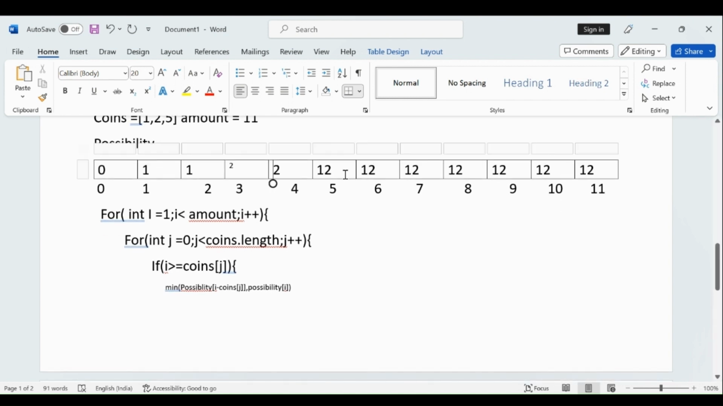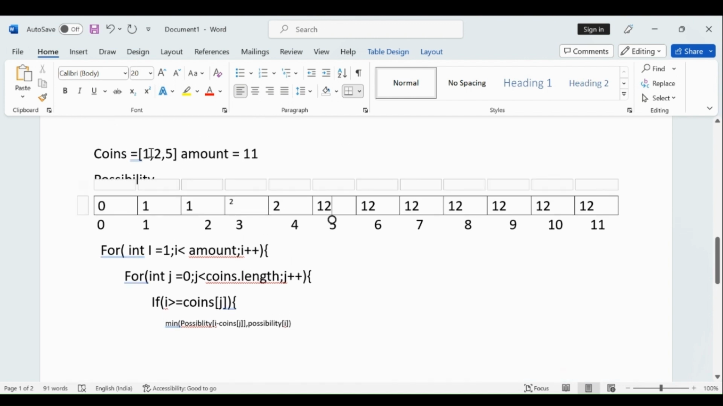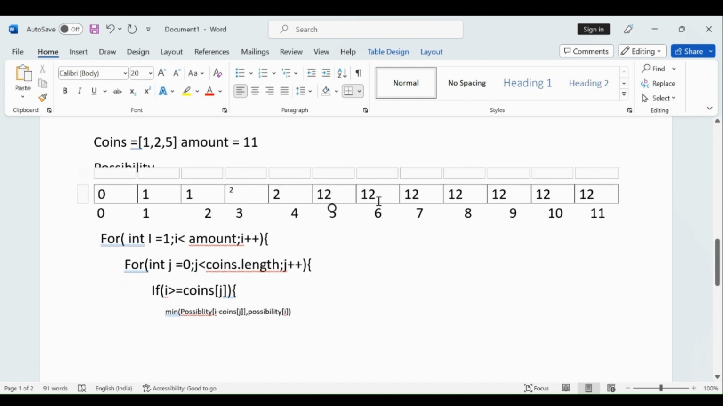For amount 5, let's consider 1. So 5 minus 1 will be 4. Now for 4, what was the minimum number of coins that was required? 2. And we are again utilizing one more coin. So your answer in this case will be 5 minus 1 is 4, 2 plus 1 is 3.